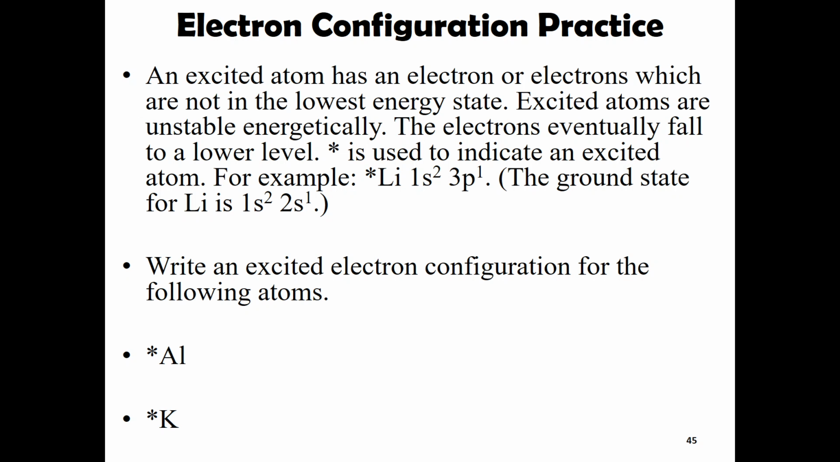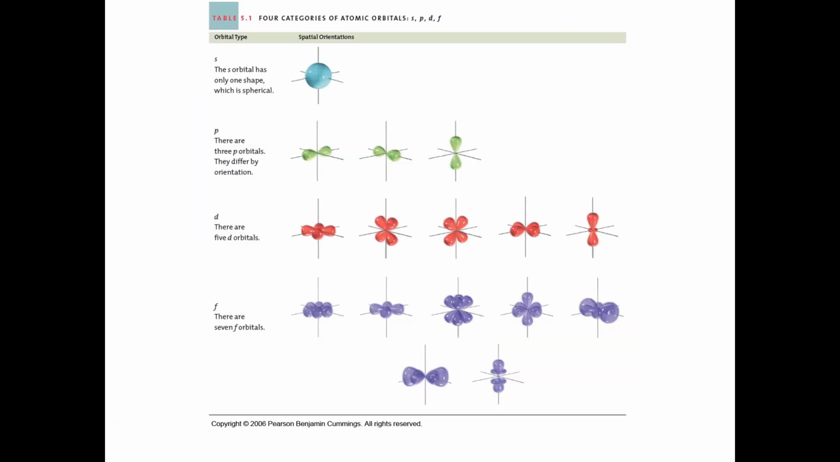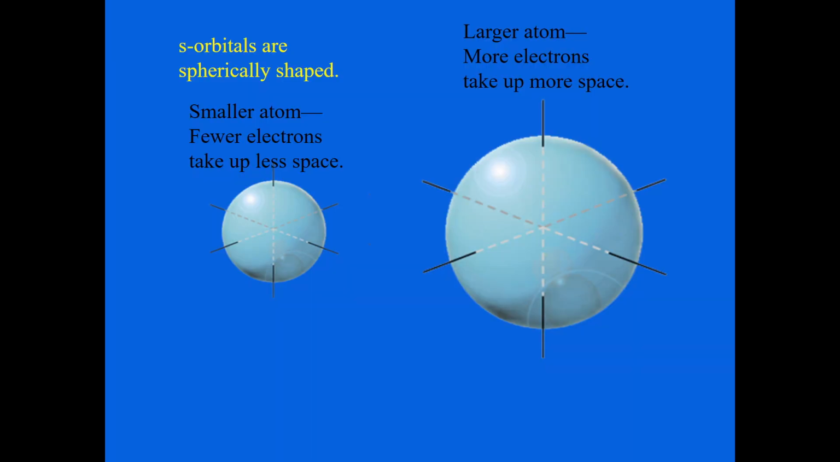So the electron configuration, we usually mean the ground state, in which all the electrons are in the lowest possible energy level. Some electrons can be knocked up to higher energy levels. Excited atoms are unstable energetically. The electrons will eventually fall back down to a lower level. Now, we haven't covered electromagnetic waves yet.